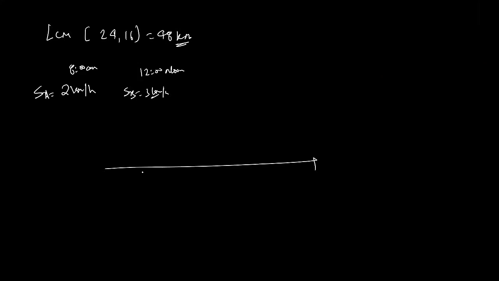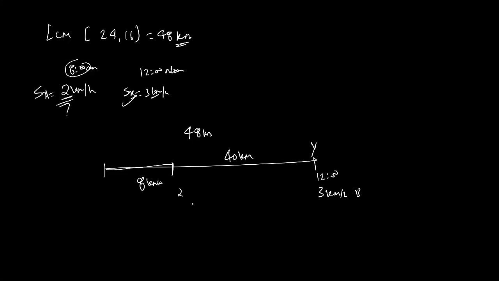So what you do is, when the other person is starting, B from Y, that is 12 o'clock. Where is this fellow? This person has already started at 8 a.m. So speed 2 into 4 hours, he has already traveled 8 kilometers out of 48 kilometers. So what is the gap between them? The gap between them is 40 kilometers.